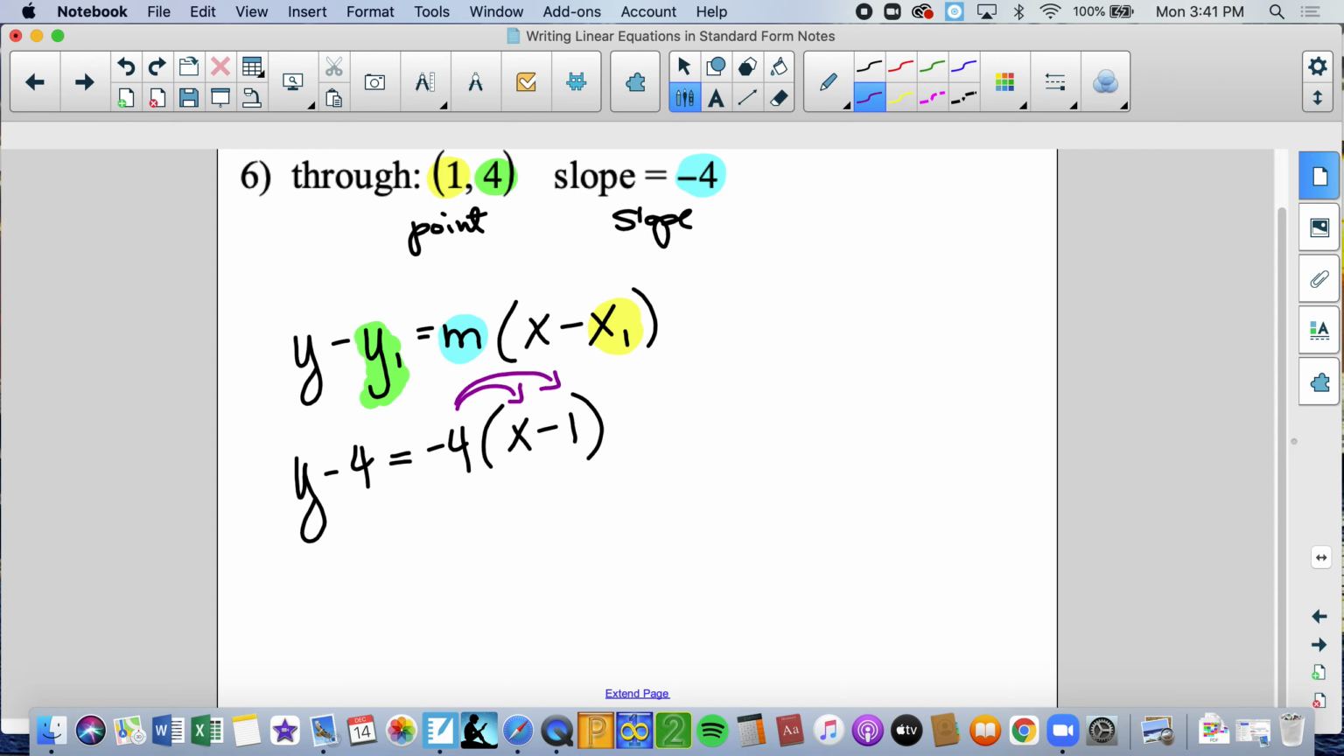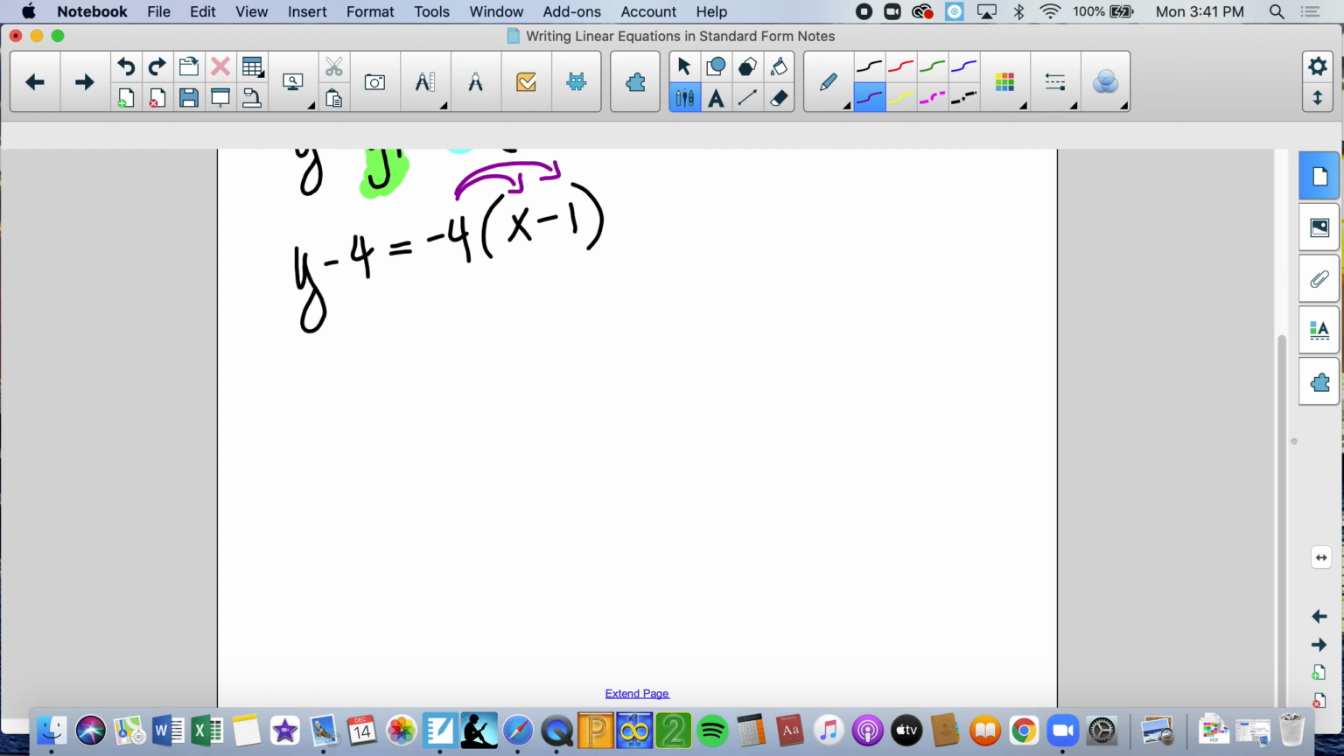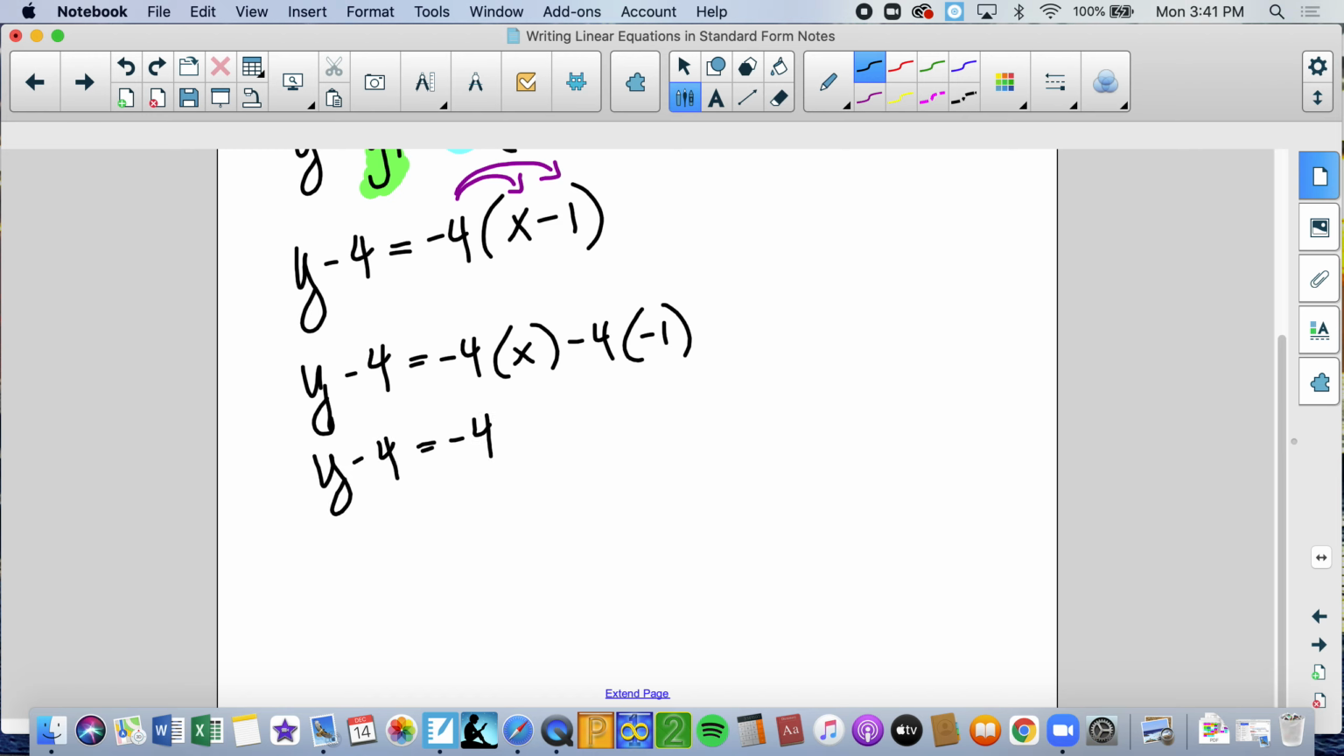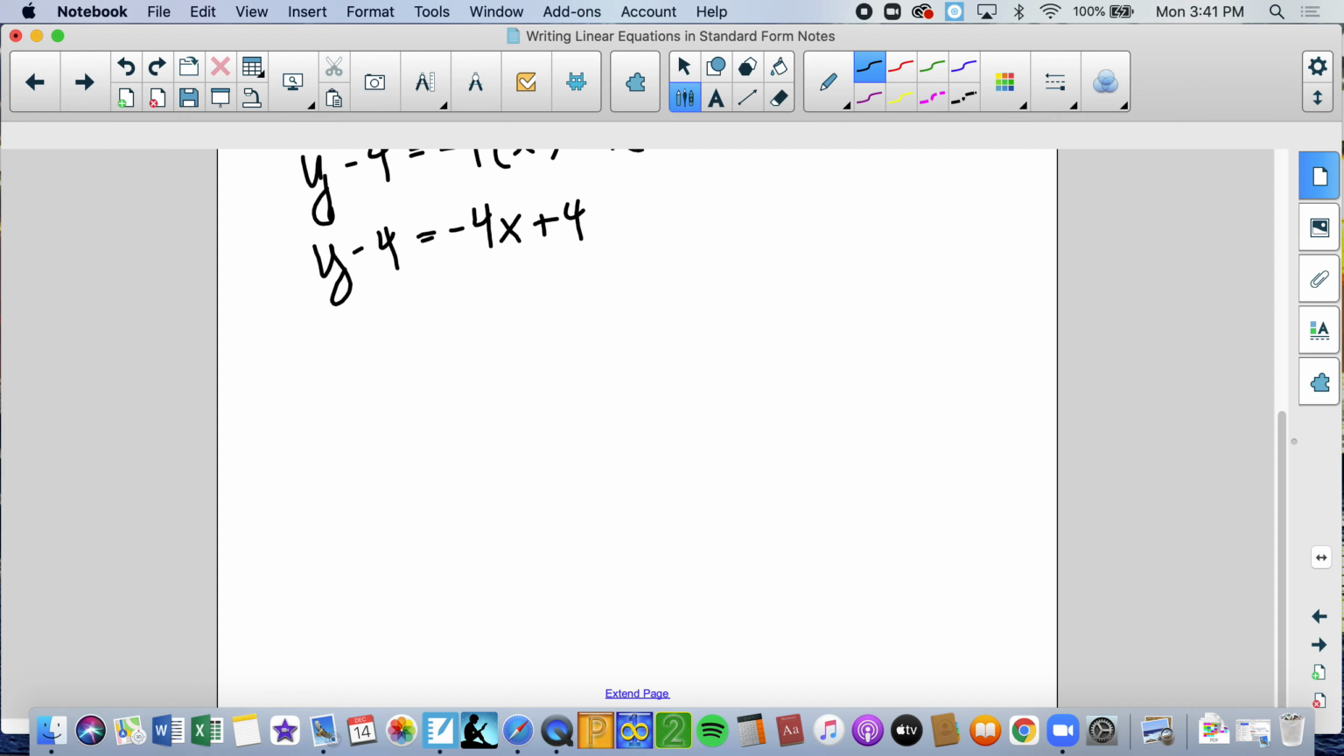The only way that I can get rid of those parentheses in an efficient way is by distributing that negative 4. So it's y minus 4 equals negative 4 times x. I'm distributing that negative 4 to the 2 things inside the parentheses. That leaves me with y minus 4 equals negative 4x plus 4. Negative 4 times x is negative 4x. Negative 4 times negative 1 is positive 4. Now, we've gotten rid of the parentheses.